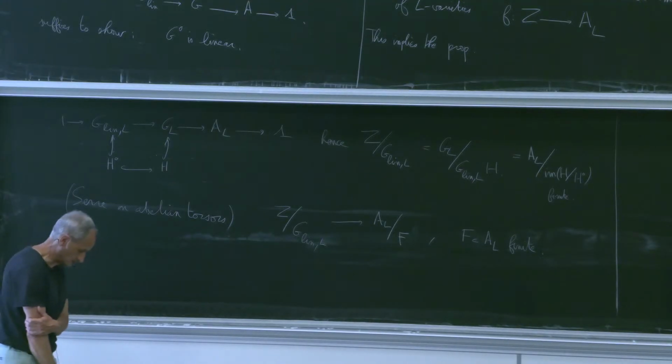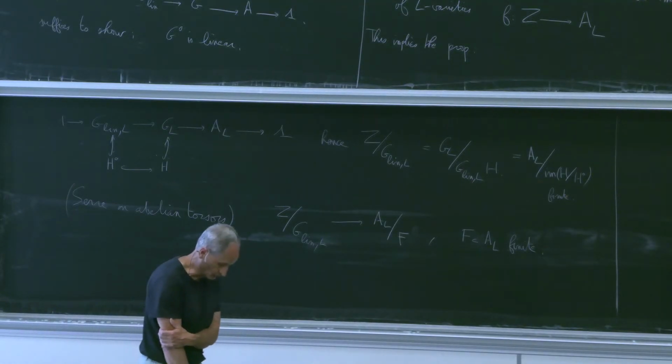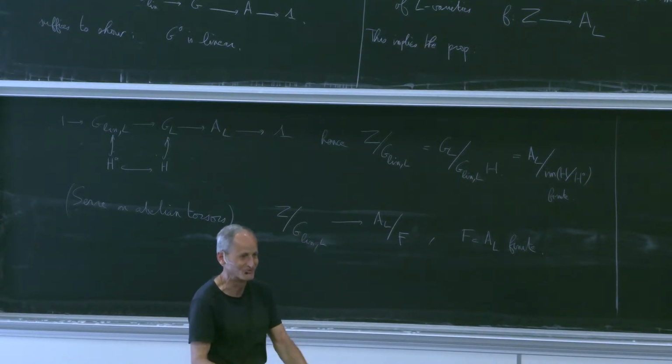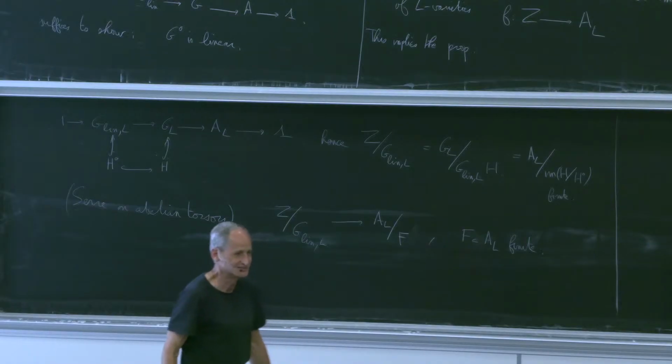Well, it implies that every torsor has a reduction of structure group to the group of n torsion of the abelian variety. And that's more or less what you see. Okay.